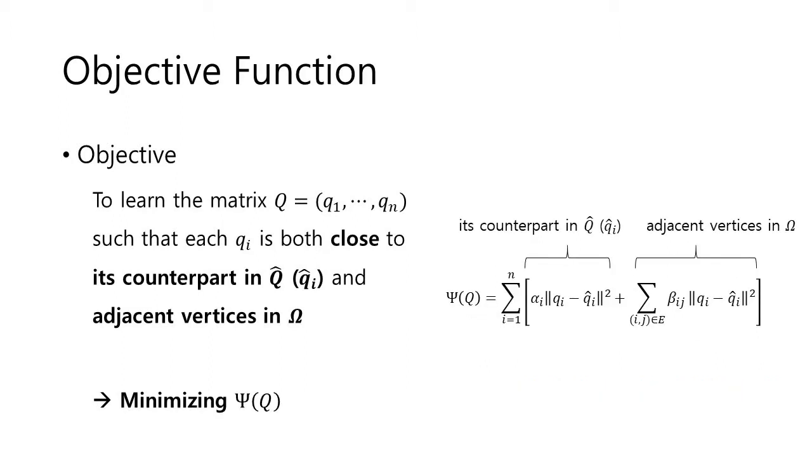The equation on the right shows the objective function. It has two parts. The first one consists of the Euclidean distance between Qi and Q hat i. And the second one consists of the Euclidean distance between Qi and its neighbor in the ontology, Qj. As you can see, the objective is minimizing the objective function.